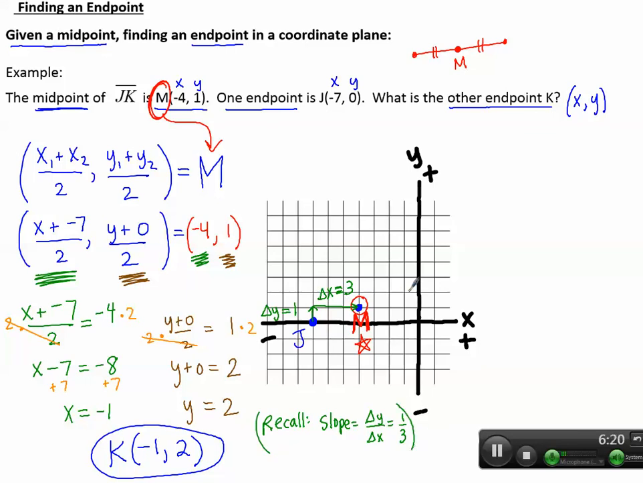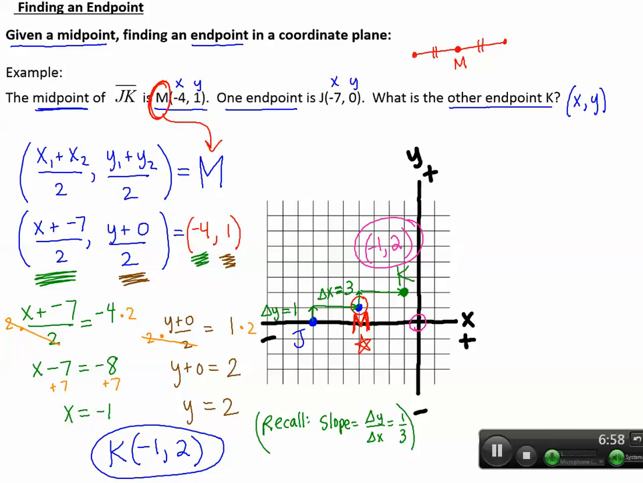We're trying to find the other end, so let's keep counting that slope. We went up 1 and over 3, so we do it again. Up 1, 1, 2, 3. Where do we land? Right here. That is point K. Now all we have to do is count from the origin to find where is point K. From the origin, we go left 1, so that's -1, and up 2, +2. So there is our other endpoint, K. Notice it's the same thing we got using the formula.